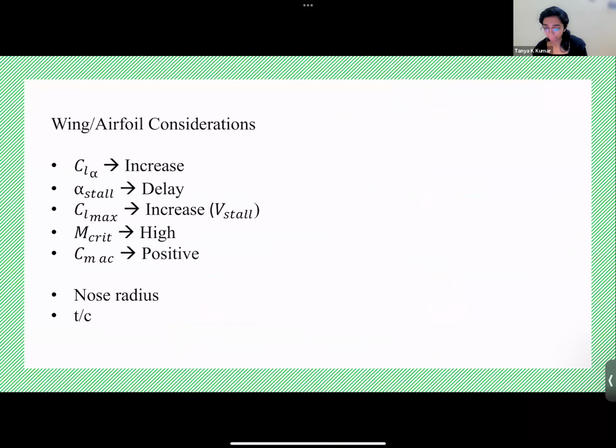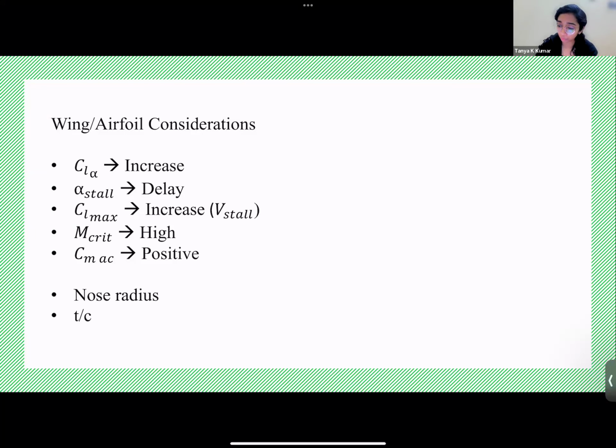Okay, let's move on. So something that Sora discussed was the wing airfoil considerations for a better aircraft, or for you to design your aircraft. Okay, so these are some of the aerodynamic aspects. So let's look at it. CL alpha. We want CL alpha to be as high as possible.